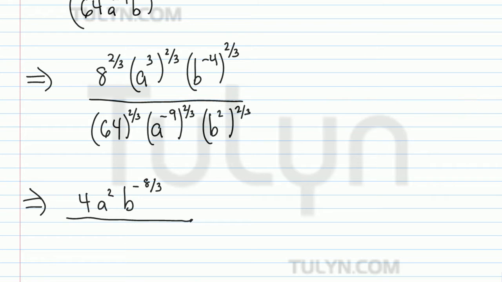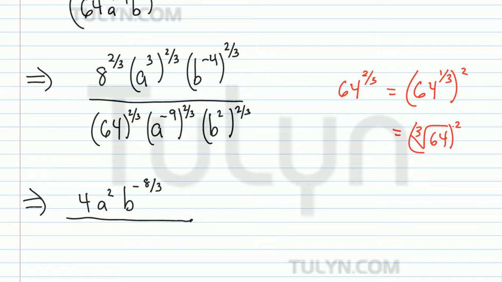So 64 to the 2/3 is the same thing as 64 to the 1/3 squared. So we want to find the cube root of 64, squared. So we want to find a number that when you multiply it by itself 3 times, you get 64, which is 4, squared, which is 16. So in the bottom, we get 16.